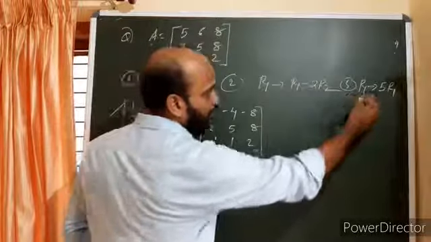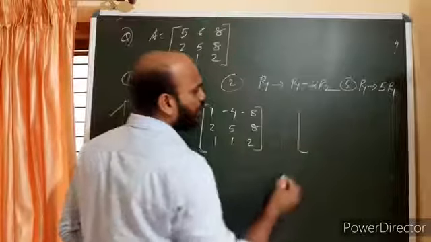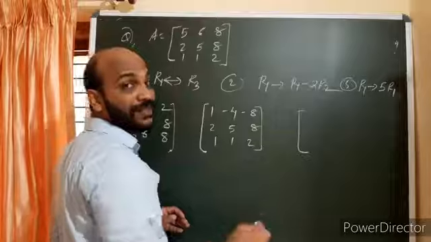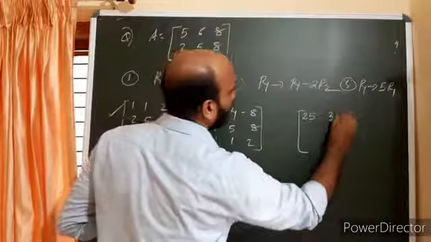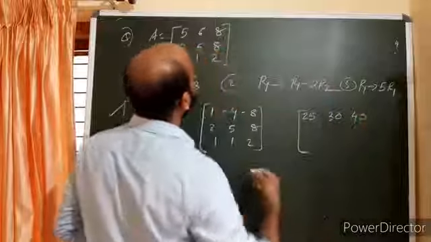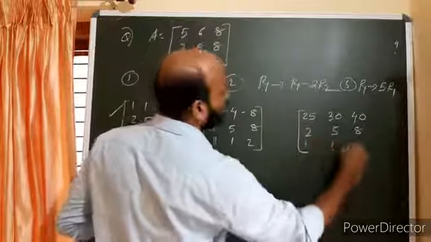Now third one, R1 changes to 5 times R1. Very simple. You have to multiply all the elements of row 1 with 5. So it's equal to 25, 30, 40 you will get. Remaining elements will be same. 1, 1, 2.